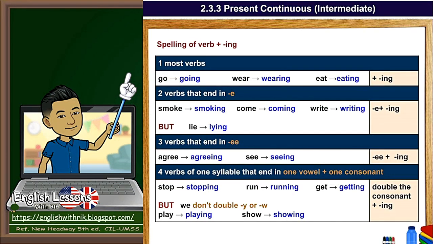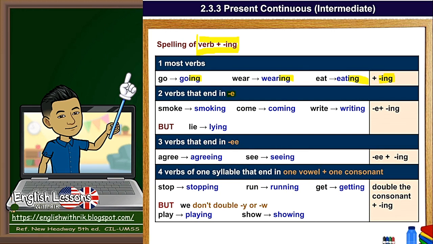Spelling of verb plus ing. For most verbs, add ing to the base form. For example, go, going, wear, wearing, eat, eating.